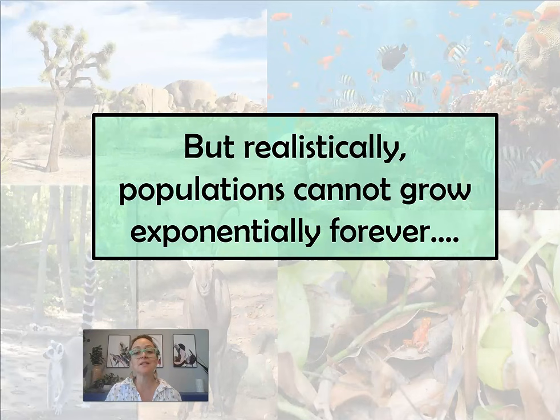Now, realistically though, populations cannot grow exponentially forever. There are going to be limited resources. You can think of Earth as an island. There's only so much land. There's only so many nutrients. If you think about the law of conservation of matter, there's a limited or finite amount of resources on Earth. And so as humans especially undergo exponential growth, there's going to be a point where we're running out of food, of space, of water. And then what's going to happen? Now, some would argue that's already happening in some parts of our world.